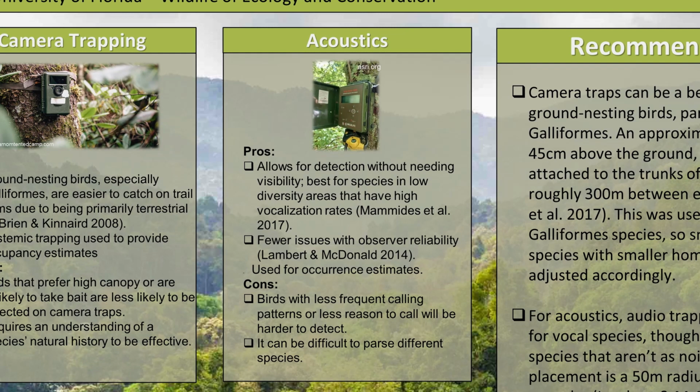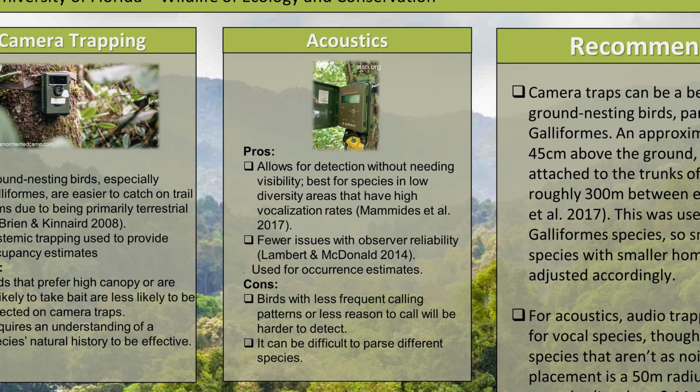Another sampling technique is using acoustic arrays, which allows for detection without actually needing to see the bird in question. So this works really well for species that have high vocalization rates, and doubly so if you happen to be sampling in an area that has lower diversity, so the target species that you're looking for is actually more likely to be caught. This does pose problems for birds that have lower frequency of calling or have less reason to call, so a species that might be less territorial might be harder to catch with an acoustic array.